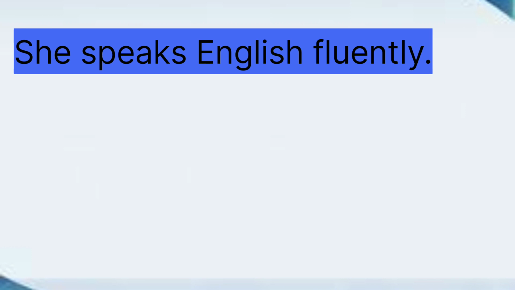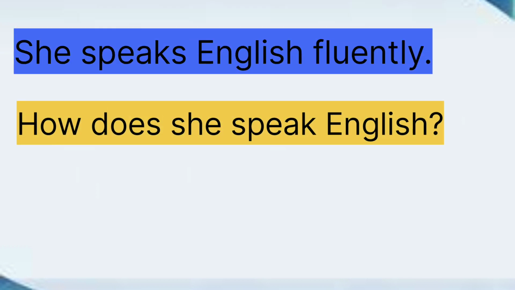Next example. She speaks English fluently. The underlined part is fluently. The underlined part is all about manner or method. So, how is an appropriate WH word? The answer is, how does she speak English? Here, you have to keep in mind that if helping verb is not available in the statement, then we have to use auxiliary verbs like do, does, did based on the main verb.